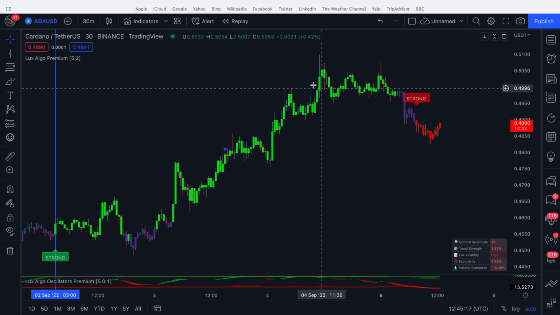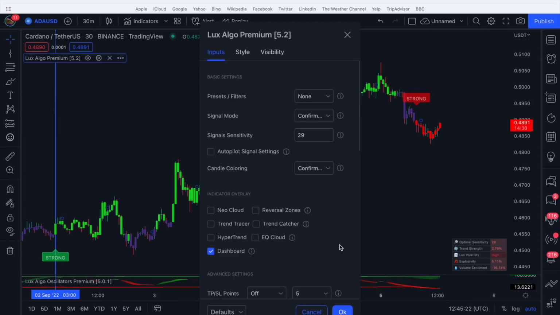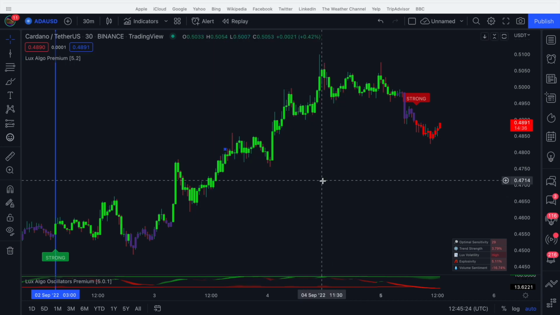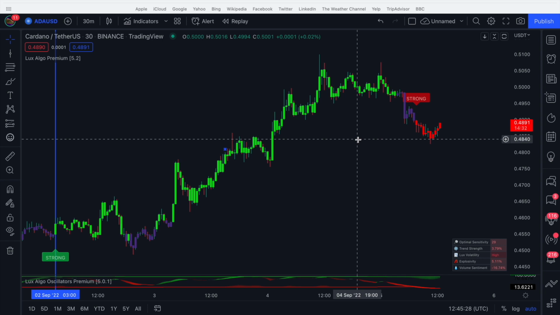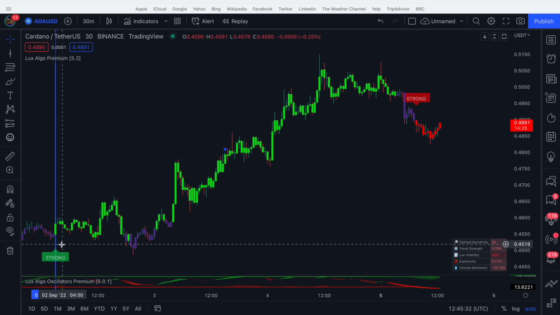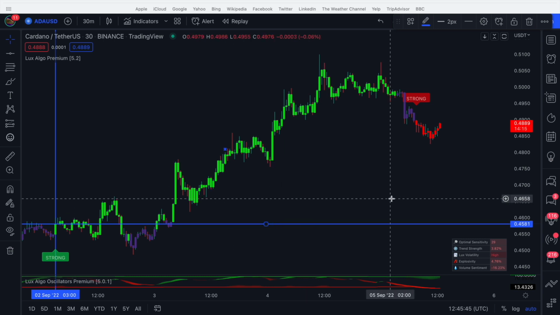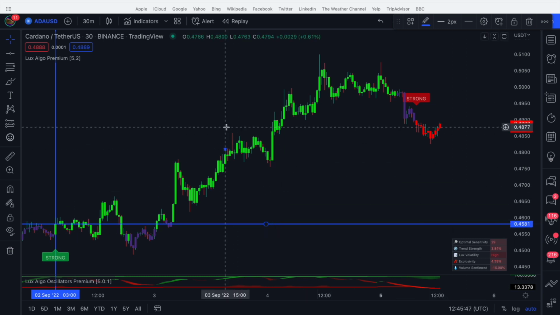So here I've loaded up the confirmation signals on Cardano, for example. I've changed signal sensitivity to 29, so I've optimized my signals, and now you can see I have two strong signals on my chart. Here we see it's given us a strong buy signal. Well, we could just enter blindly when it tells us to buy, but then we're buying at this level. We're buying here. I'll mark it on the chart, horizontal line. We are buying on the close of the candle there, around 45 cents.